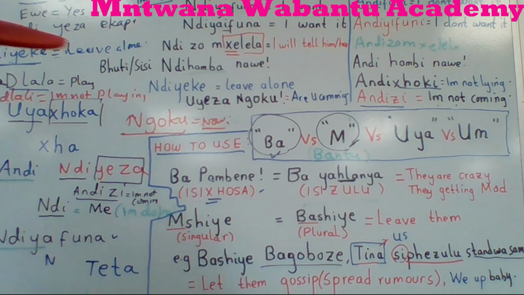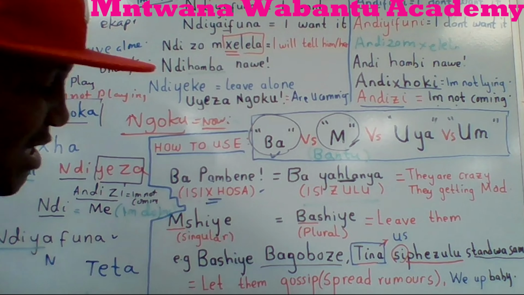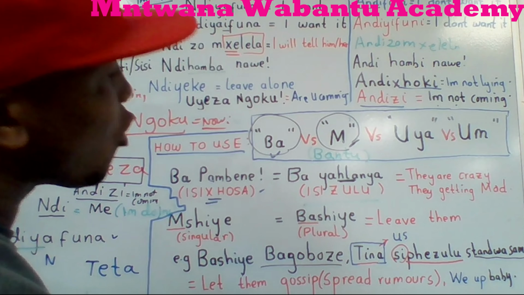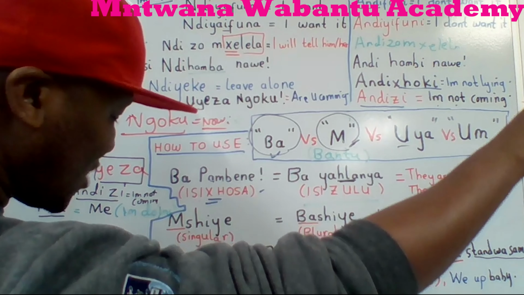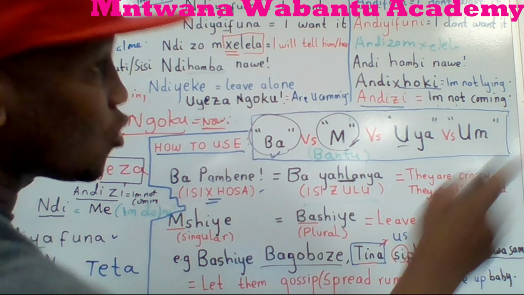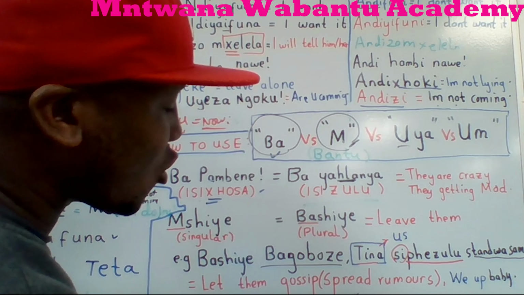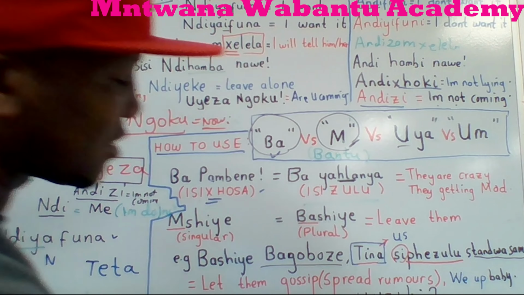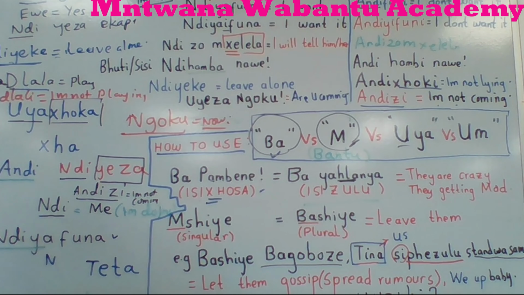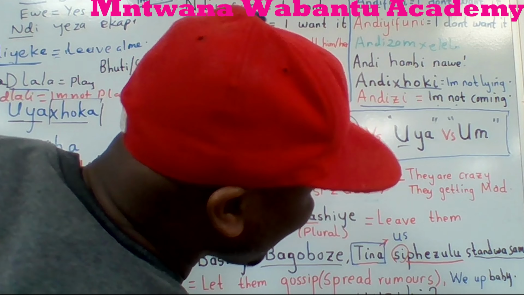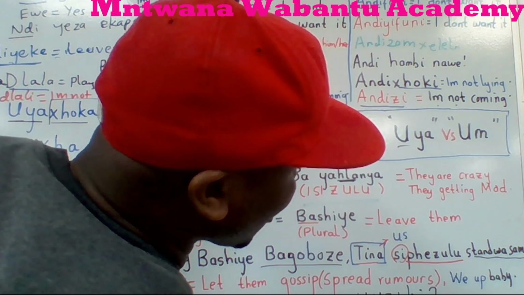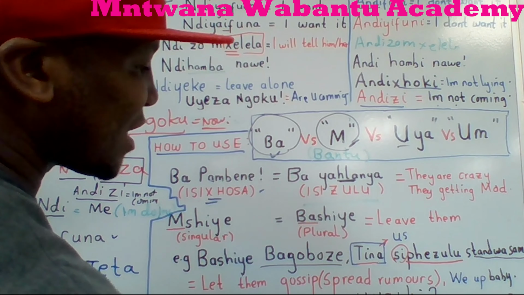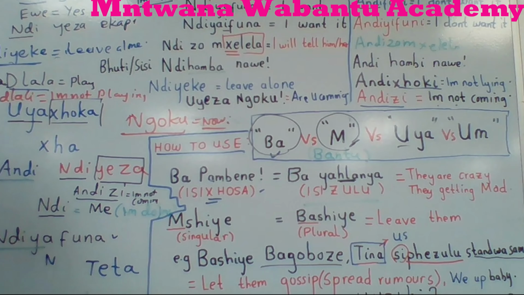Uyandiva means, can you hear me? Uyandiva fetu means, can you hear me? See, uya is when you tell the next person, like, uyapi, where are you going? Uyapi, where are you going? Upi means, where are you? Uyapi, where are you going? Upi, where are you?